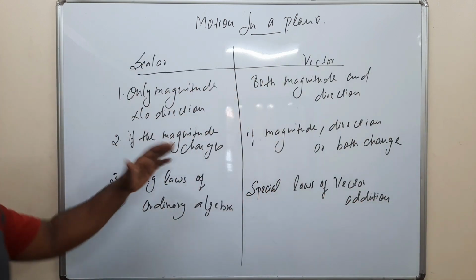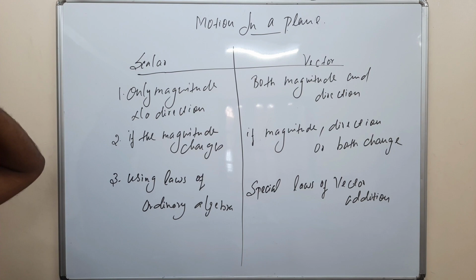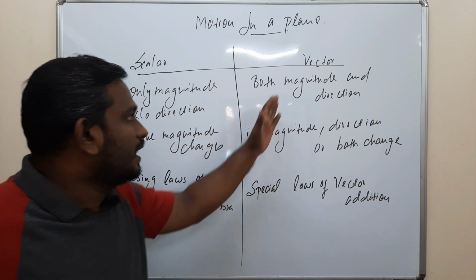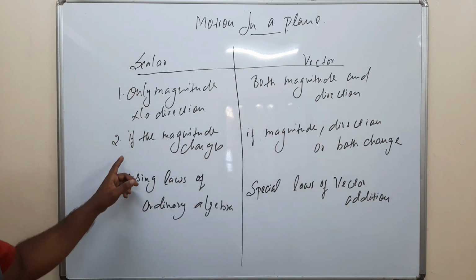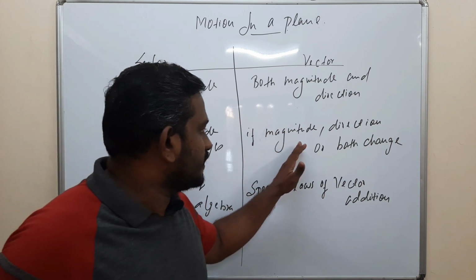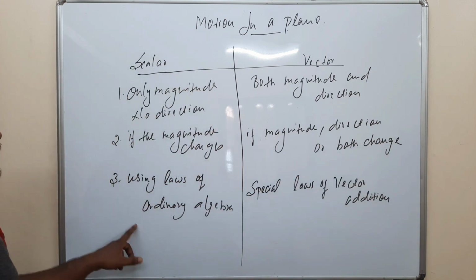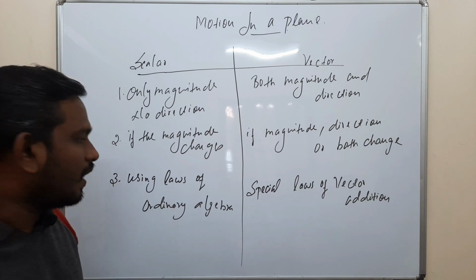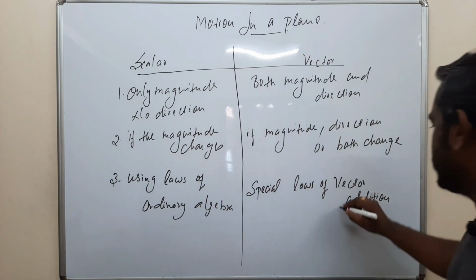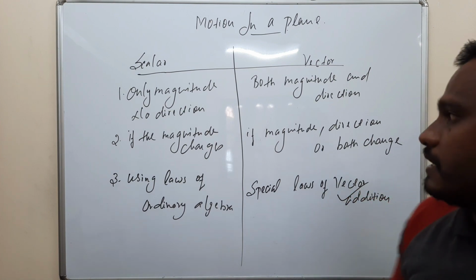So these are the main differences between scalar and vector. We have to study and differentiate scalars and vectors. Scalars have only magnitude and no direction. Vectors have both magnitude and direction. Second point, a scalar changes if the magnitude changes. Vector quantities change if the magnitude changes or direction changes or both change. Third, scalars can be added using the laws of ordinary algebra. The vectors can be added using the special laws of vector addition. So this is the difference between vectors and scalars.